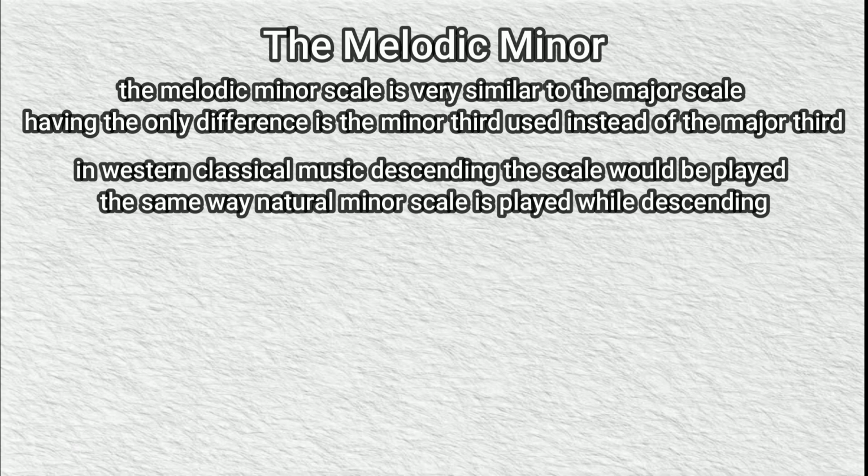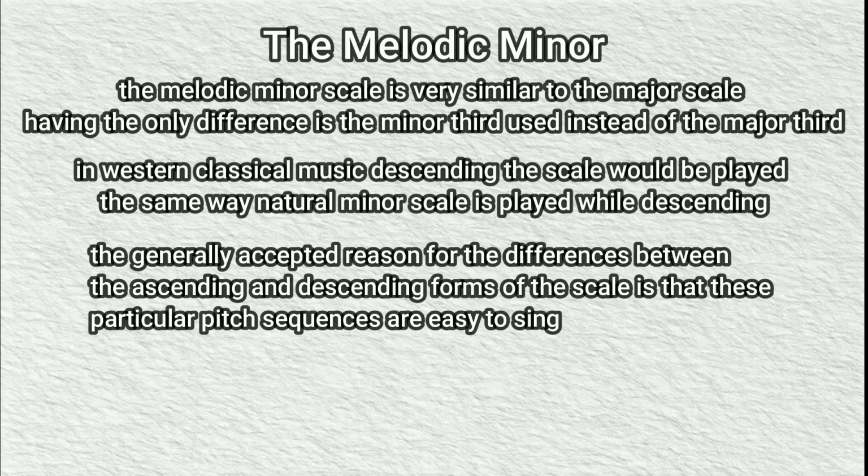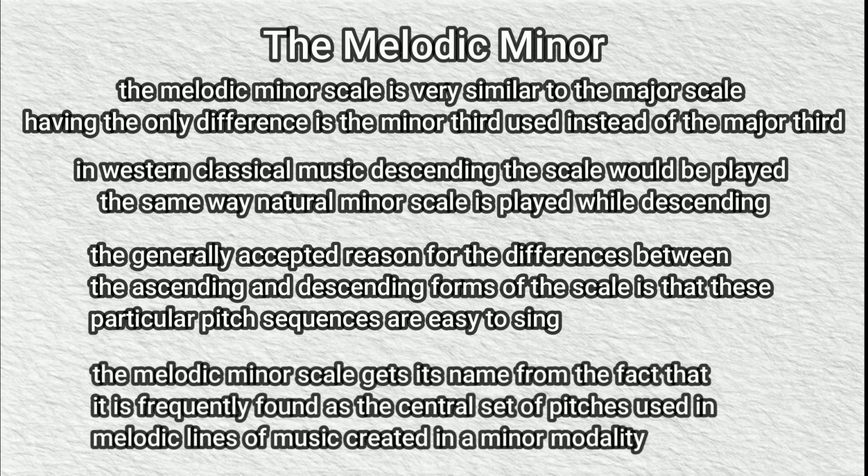In jazz, for example, they ascend and descend the scale using the melodic minor, but in Western classical music, that wasn't the case. The generally accepted reason for the differences between the ascending and descending forms of the scale is that these particular pitch sequences are easy to sing. The melodic minor scale gets its name from the fact that it is frequently found as the central set of pitches used in melodic lines of music created in minor modality.